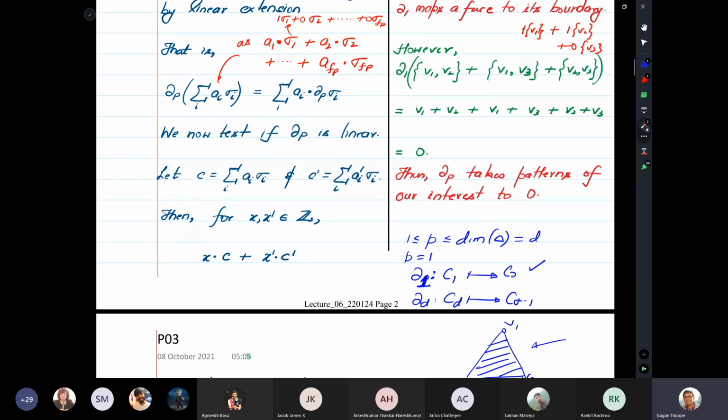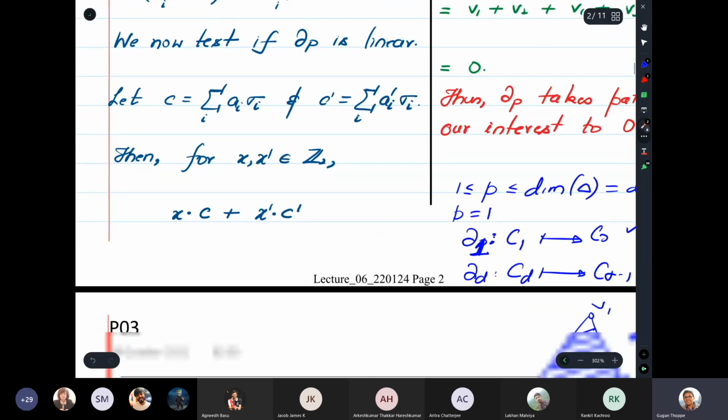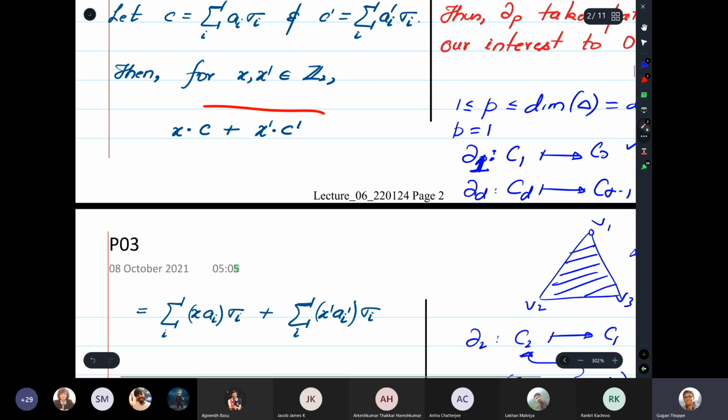In order to verify whether ∂_p is linear or not, here is the standard test that you must have studied in your course on linear algebra. Let me take two p-chains. The first p-chain is the summation over i of a_i σ_i, and this other p-chain is c', where the coefficients are different, so in this case they are a_i'. This is some p-chain, this is some p-chain, and let us take two different coefficients from Z2, x and x'.